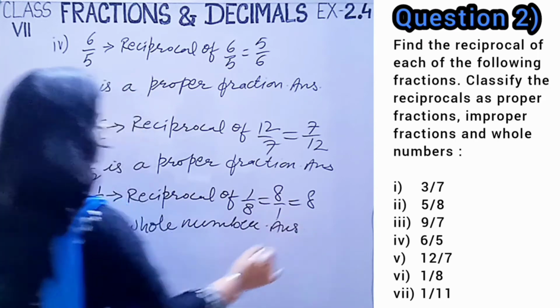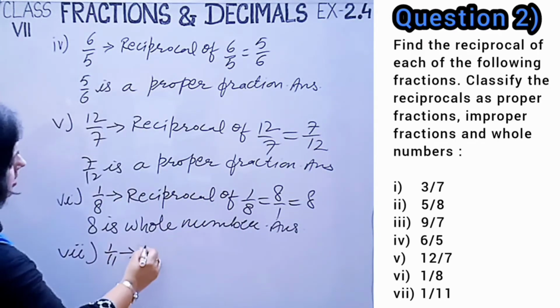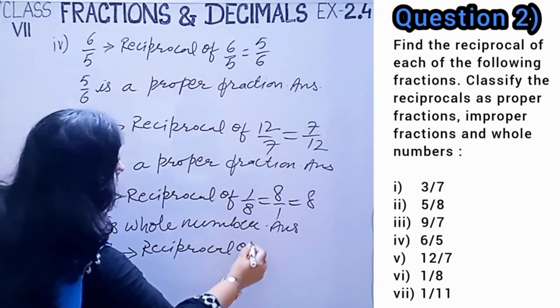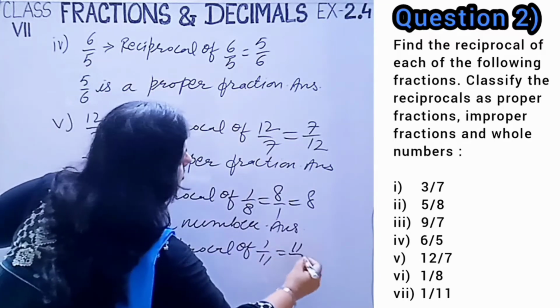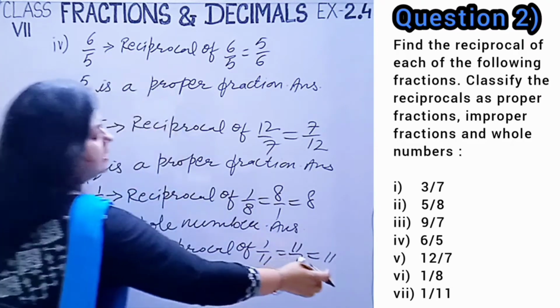Answer. Seventh part, 1 upon 11. Reciprocal of 1 by 11 will become 11 by 1 and 11 by 1 is equal to 11 and 11 is a whole number.